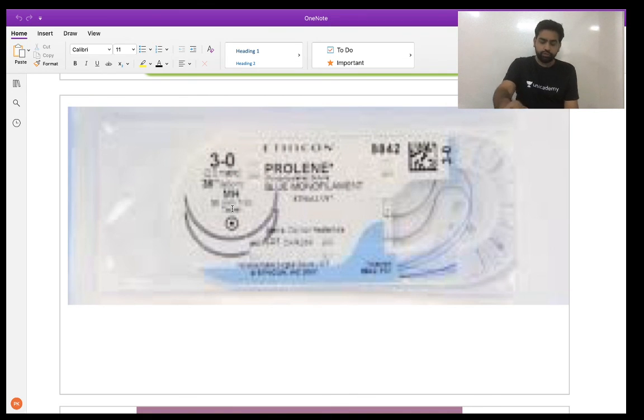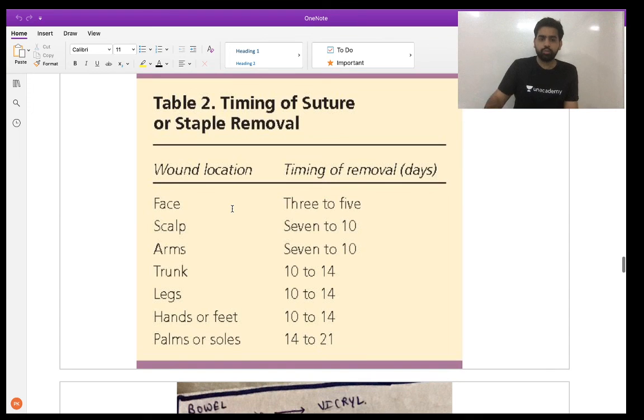I just wanted to give you this extra point that whenever you have a proline suture for the vascular surgery, at the end you have two needles. The reason you have two needles is because you want to pass the suture from within outwards. Okay, so I've got a couple of thumbs up. I'm really happy that you understood. Good, great. Now the last point which I want to tell you is, when will you remove the sutures?